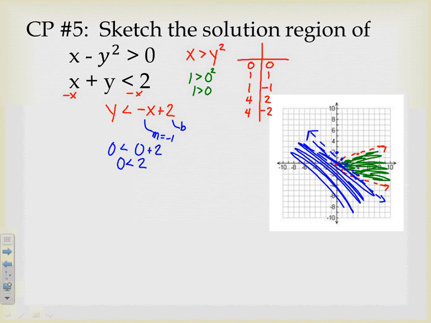All right, so can you see the spot right in here that had both blue and green? There's the solution to your system.